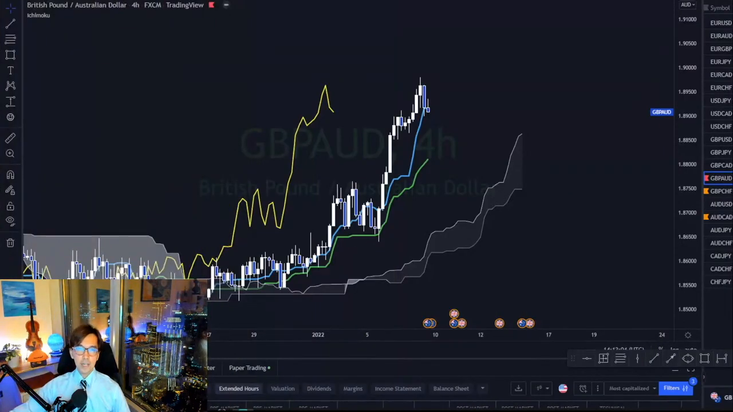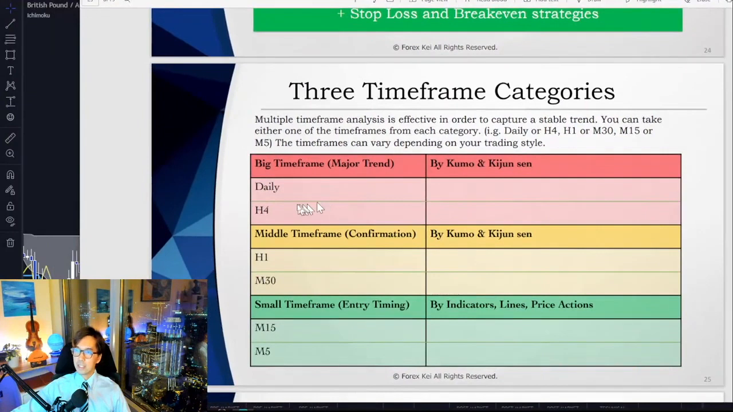But speaking of how to screen charts, basically I screen charts on these 3 different time frames: either daily or 4-hour, 1-hour or 30-minute, and 5 or 15-minute chart.